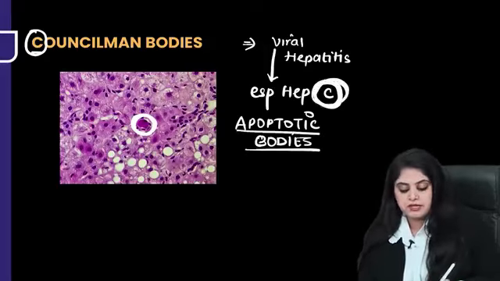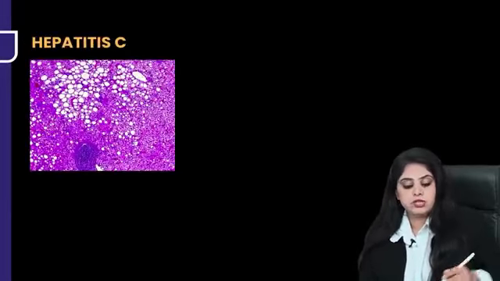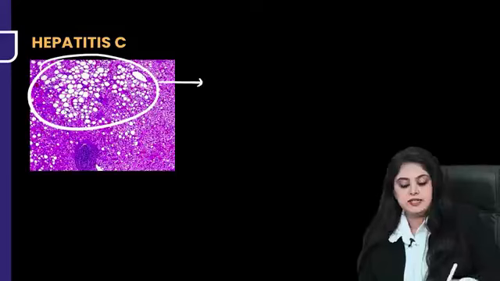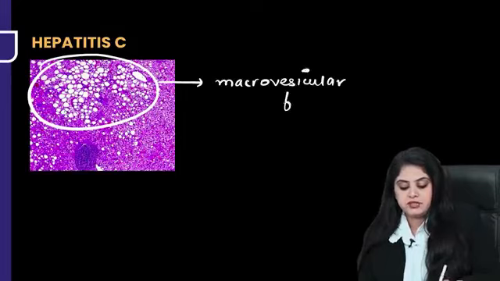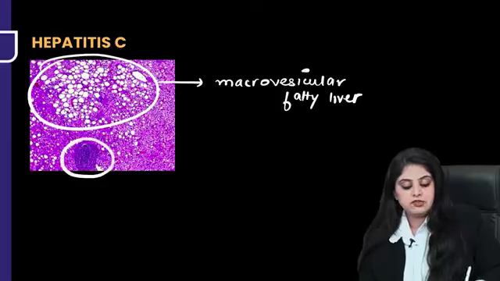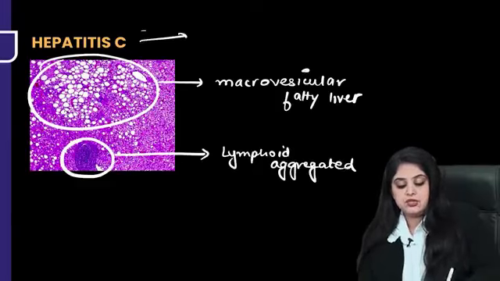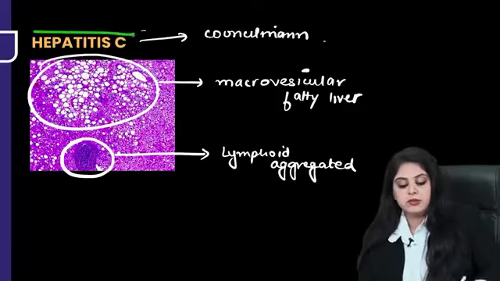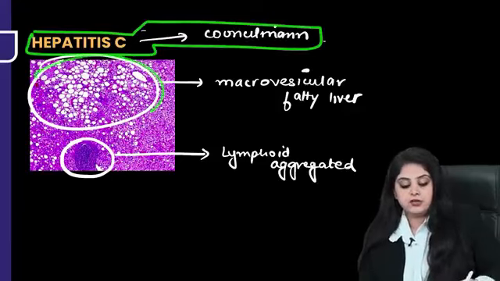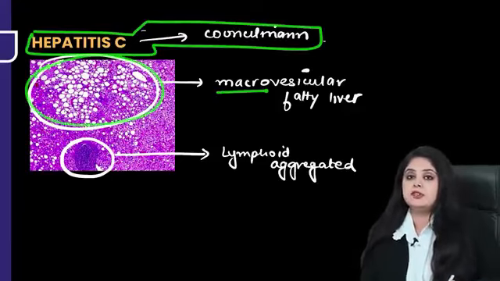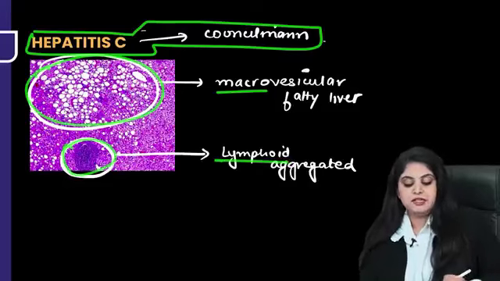Since I'm talking about hepatitis C, let me also show you one more change of hepatitis C. Can you see a lot of fatty liver changes have happened? Macrovesicular fatty change, big fatty changes are going to occur. Macrovesicular fatty liver will be there, number one. Then can you see some blue spots? That is going to be lymphoid aggregates. These are all the features of hepatitis C, and Councilman bodies are also going to be noted. So repeating, Councilman bodies are seen with hepatitis C. A lot of fatty liver changes are seen, big fat deposits of macrovesicular, and lymphoid aggregates are also noted.